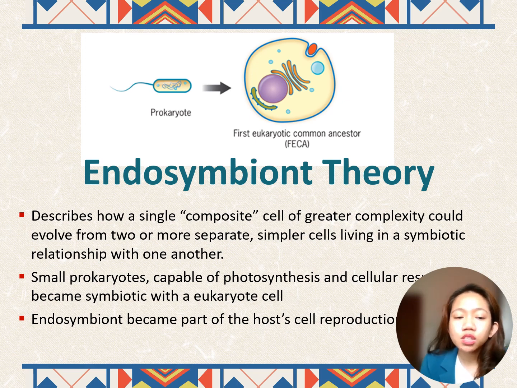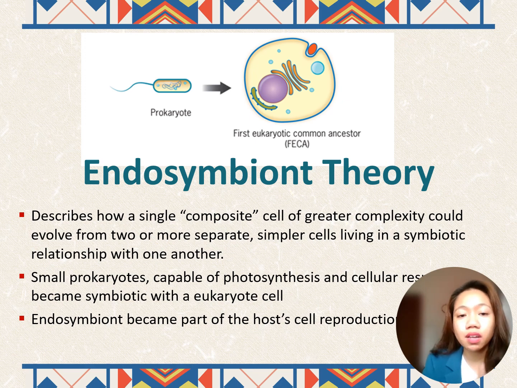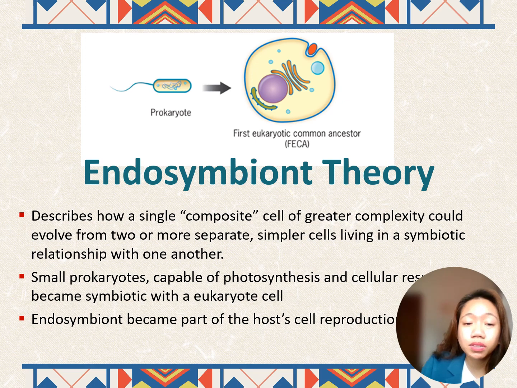According to this, small prokaryotes capable of photosynthesis and cellular respiration became symbiotic with a eukaryote cell. So the endosymbiosis here is that the prokaryotes who are capable of producing energy were able to become symbiotic with a larger cell, creating a new type of organism. As shown in the picture above, you have a simple prokaryote, your typical rod-shaped prokaryote with a flagella, that eventually evolved into the first eukaryotic common ancestor, also known as FECA.